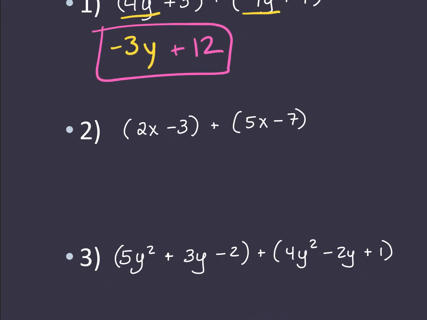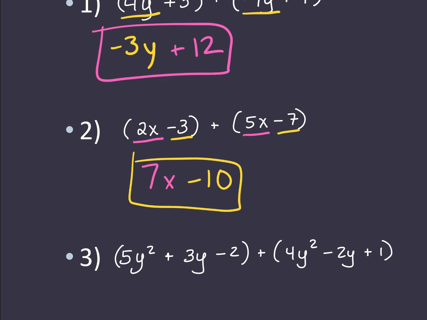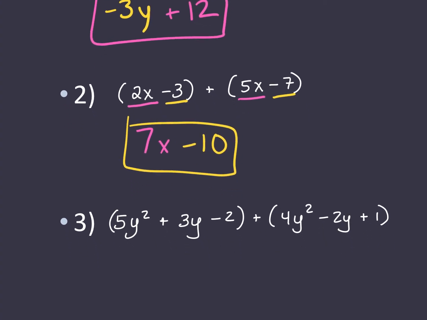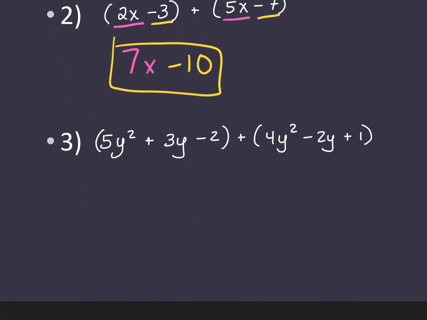Looking at number 2. So I want to add my like terms together. So I have 2x and 5x. So I add the coefficients. 2 plus 5 would be 7, and then the x just stays there. So the variable part stays the same. And then for my constants, I have -3 and -7, so this would be -10. And again, can't combine these together now, so our answer is just 7x minus 10. They are not like terms, we leave them separated in our answer.